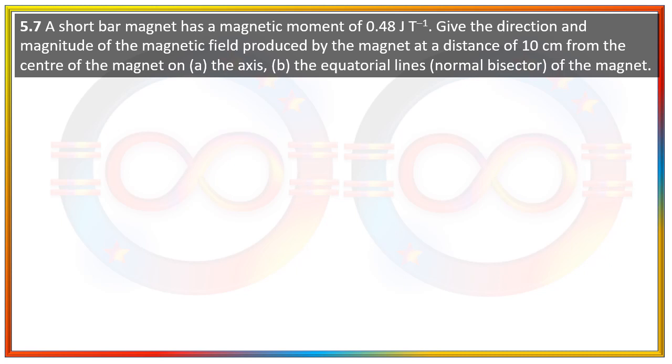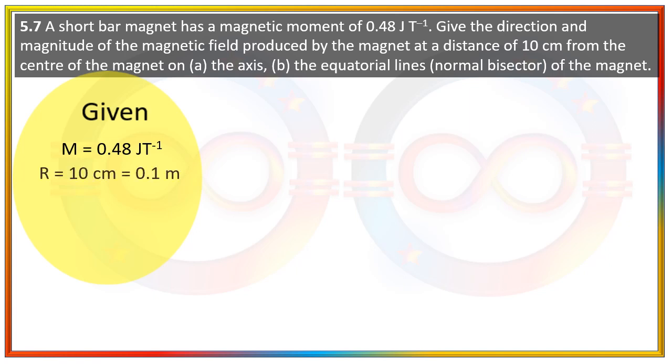Question number 7: a short bar magnet has a magnetic moment of 0.48 joule per Tesla. So m is given, 0.48. Give the direction and magnitude of the magnetic field produced by the magnet at a distance of 10 centimeter from the center of the magnet on the axis and on the equatorial line. So basically we have to calculate the field at the end-on position or axial line position, and the broadside-on position or equatorial line position. We have to calculate B at axial and B at equatorial.